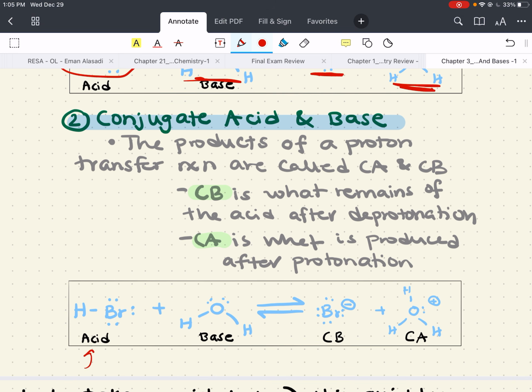So here you have your acid, and here you have your base. Now, after the reaction has proceeded, your acid has lost a hydrogen. What remains is called your conjugate base, and here's your base right here. It's been protonated, and what it's called after protonation is a conjugate acid.